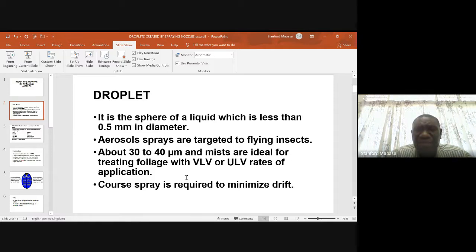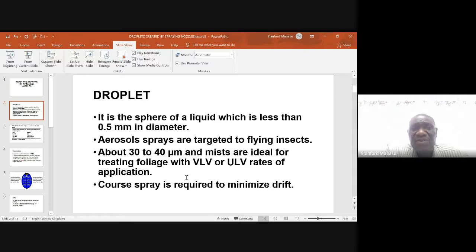Now, a droplet is a sphere of liquid, which could be less than 0.5 millimeters in diameter. We have what are known as aerosols or aerosol sprays, which are targeted at flying insects. About 30 to 40 micrometers is the diameter of the aerosols, and mists. This could be ideal for treating foliage. If you want to treat trees and crops, cotton, you may need aerosols.